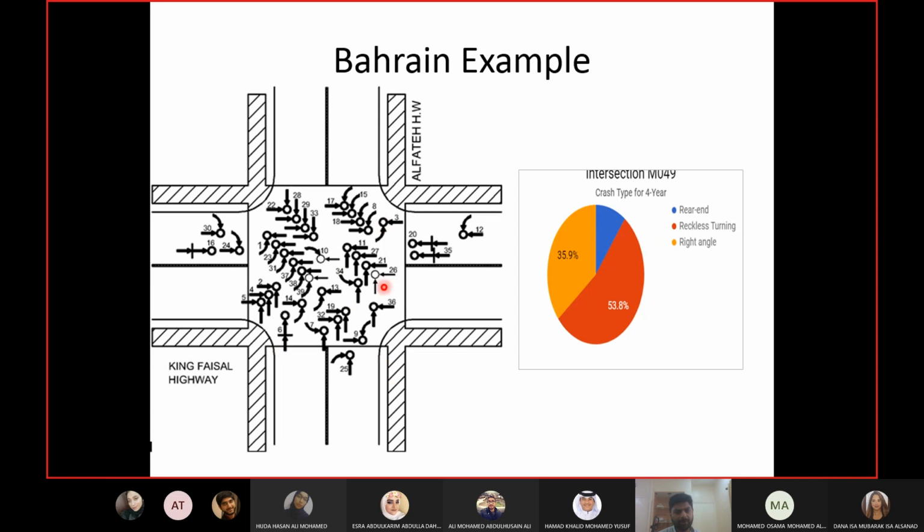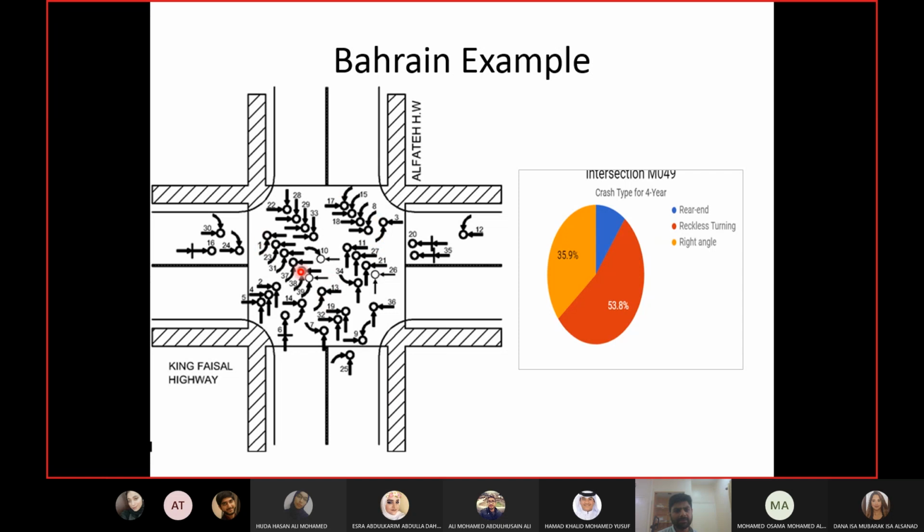Okay, they didn't put the date or the time, they just put numbers here. And they have mentioned what type of common crashes we have. So there are basically four. Rear end, which is very low, I think less than 10% or around 10%. Reckless turning are the highest one. Reckless turning are these ones. See these ones? These are what they are calling reckless turning.